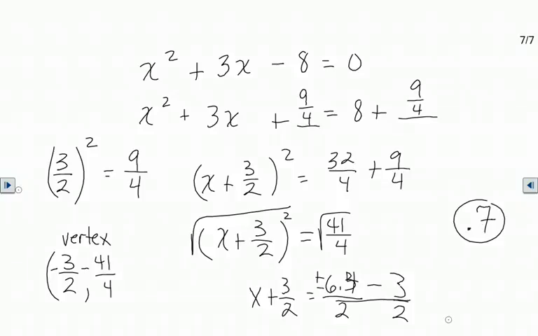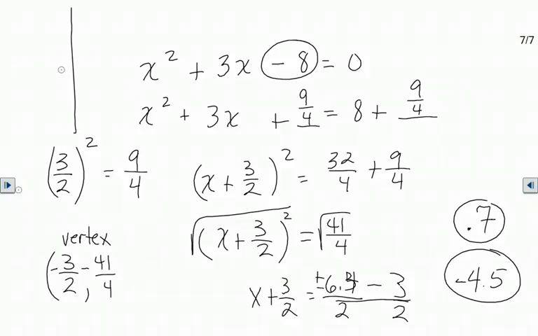Negative 6.4 minus 3 is negative 9.4. Negative 9.4 divided by 2 is negative 4.7. I'm thinking out loud. Negative 4.5 something, somebody check me. I ain't worried about it. I'll check it when I graph it and see if everything lines up, because I think y'all's brain's about to melt.